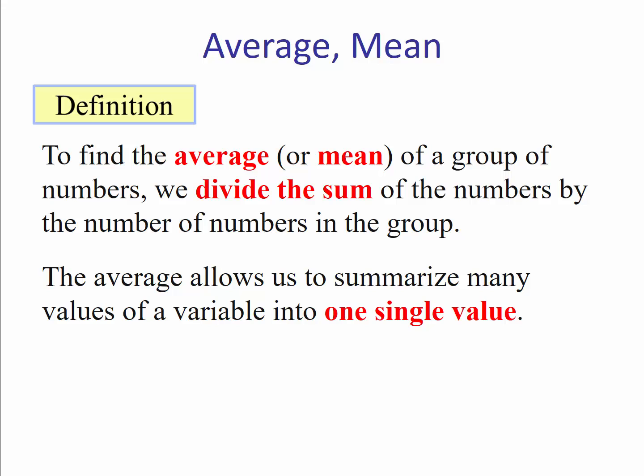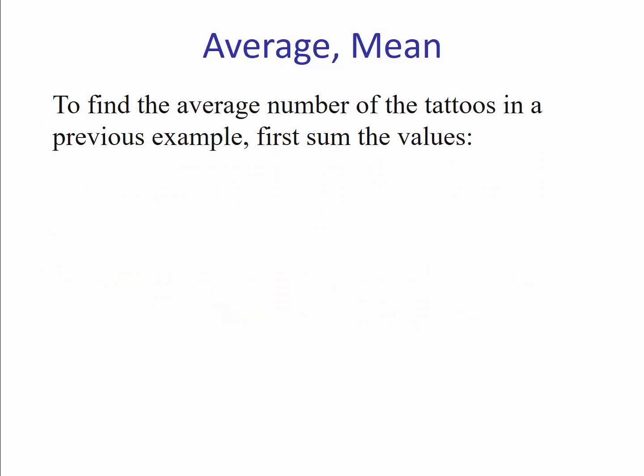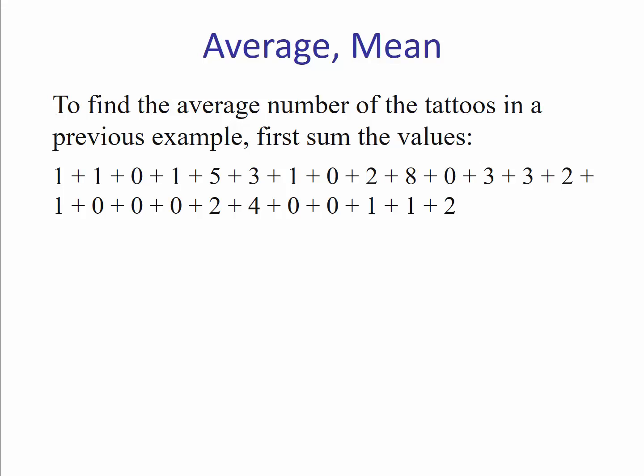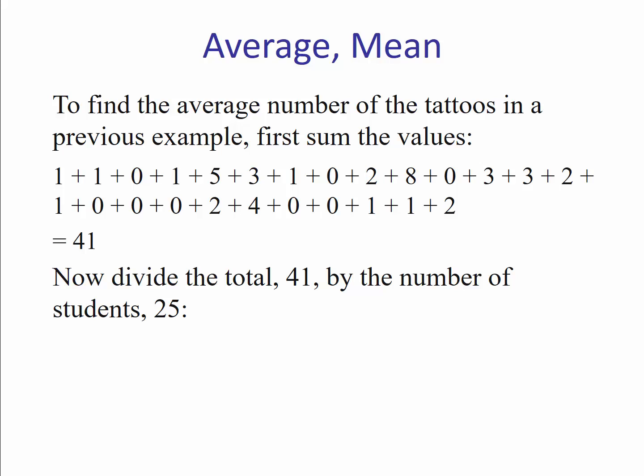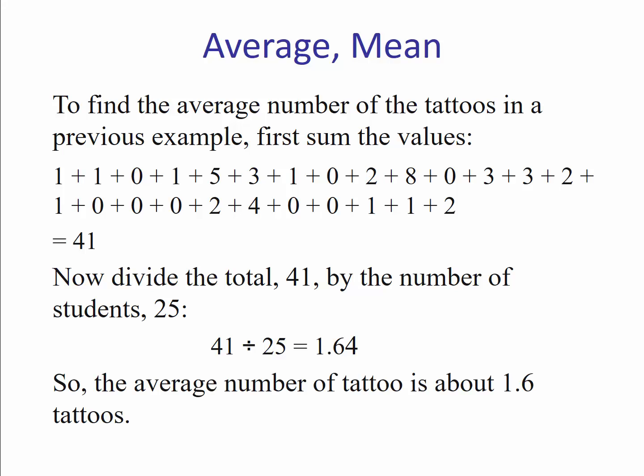Let's go to our tattoo example. To find the average number of tattoos for our previous example, we first want to add up the values, and if you take the time to add these 25 values, you should get a sum of 41. Next, we want to divide 41, the total, by the number of students, which is 25. So 41 divided by 25 is 1.64. So we can say that the average number of tattoos is about 1.6 tattoos.